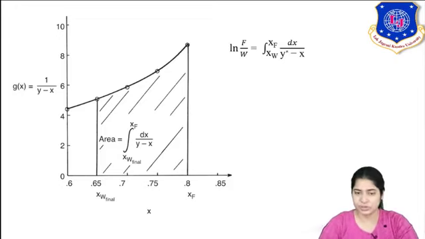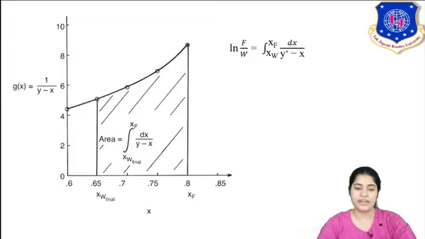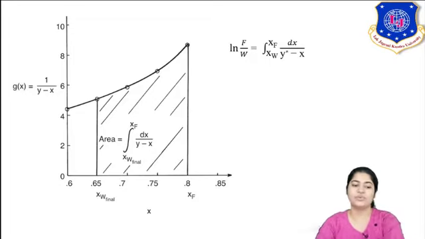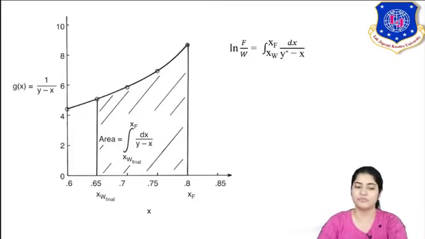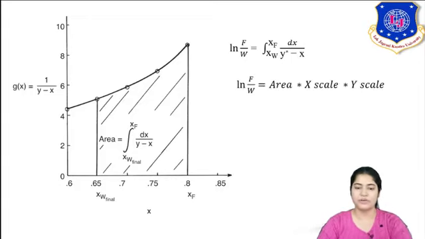From this Rayleigh's equation, the area under the curve is the RHS term. You are integrating from XF to XW. See, you are going from right to left, XF from 0.8 to 0.65, you can see. I am integrating over this. This is the area under the curve, and this area under the curve value is equal to ln of F upon W.